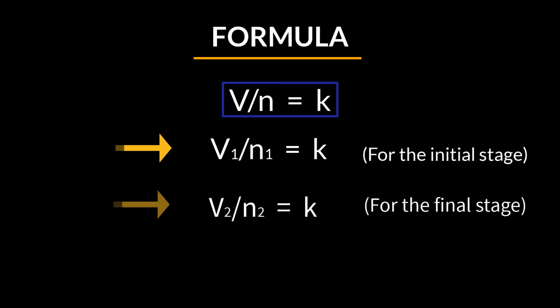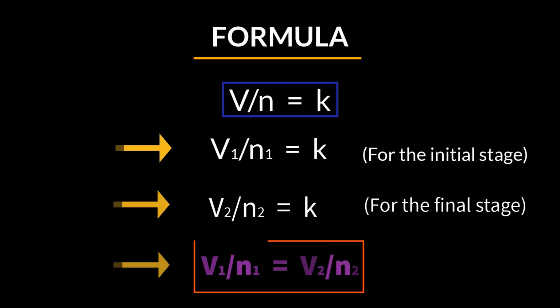As V1 over n1 equals K and also V2 over n2 equals K, certainly we can write V1 over n1 equals V2 over n2. And this is the formula for Avogadro's law.